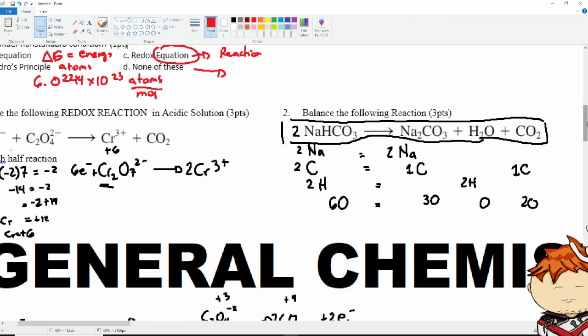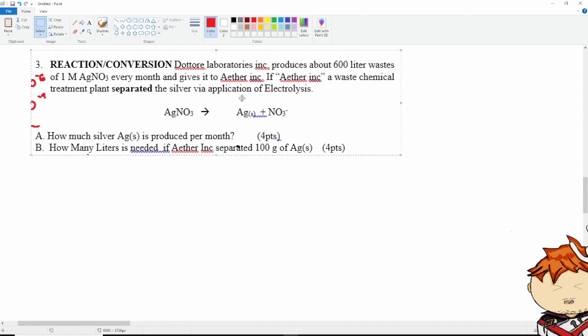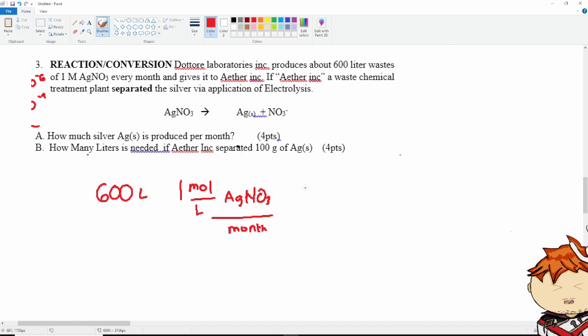Okay. Reaction conversion. The Torre Laboratories Incorporated produces about 600 liters of 1 mole per liter of AgNO3 every month. And it gives it to Aether Incorporated, a waste chemical treatment plant, which separates the silver via application of electrolysis. This is the reaction. How much silver is produced per month?